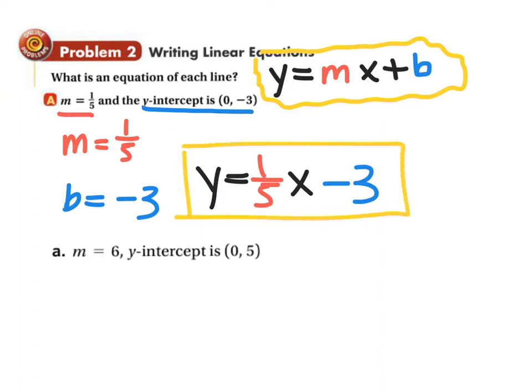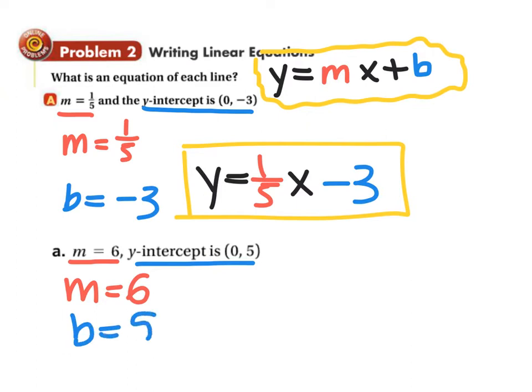For the next example, it tells us that the slope, or m, equals 6. That means my slope is 6, and the y-intercept is (0, 5). So the b value is 5. So the equation is y equals the slope of 6, x, plus the b value of 5.